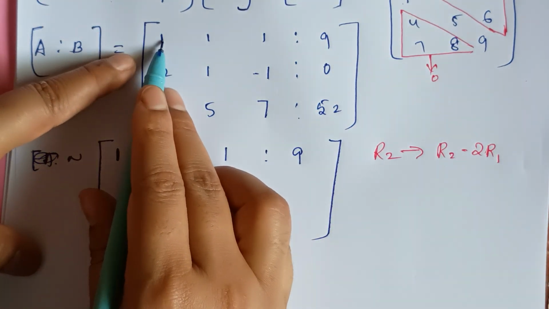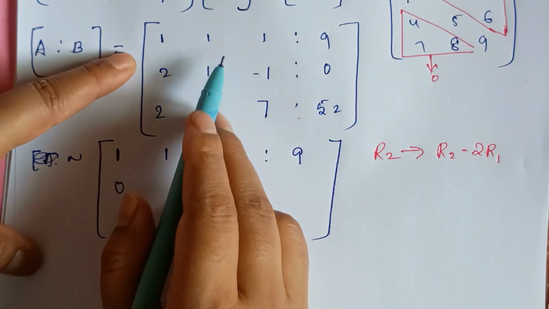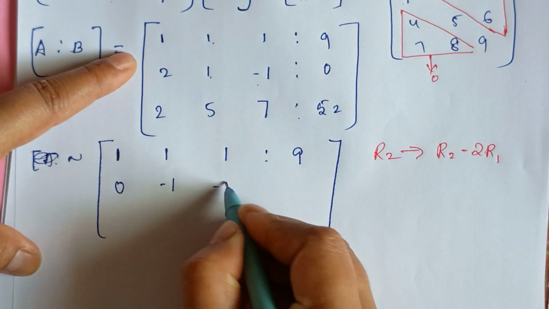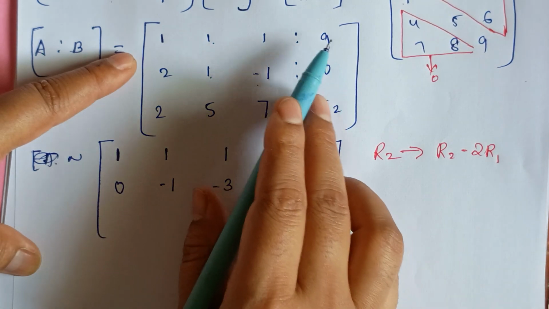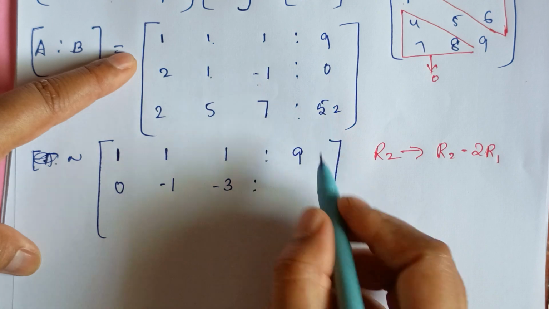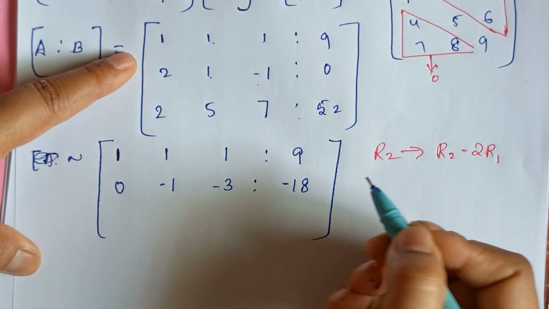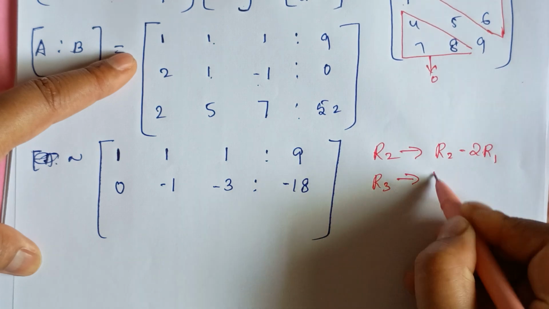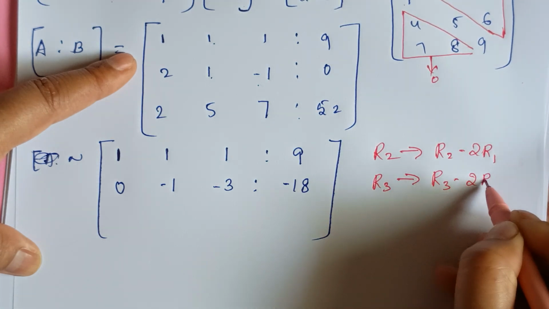So 2 minus 2 ones is 0. 1 minus 2 is minus 1. Minus 1 minus 2 is minus 3. Then 0 minus 2 times 9 is minus 18. Row 3 I'll change to row 3 minus 2 times row 1.